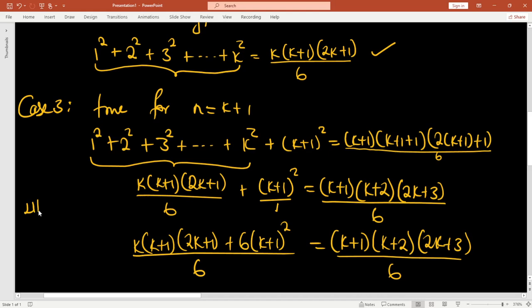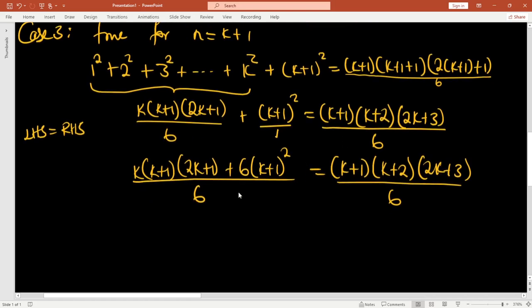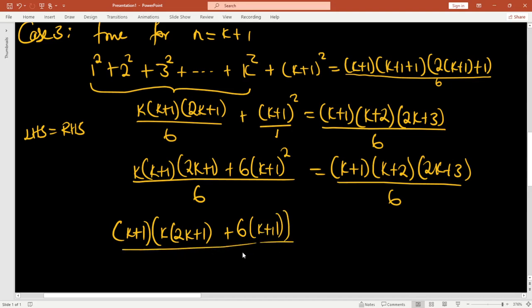So our goal here is to show that the left hand side is equal to the right hand side. We can choose either to simplify this or factorize this. Let's try to factorize what we have on the left hand side. If you look at these two terms on top, k plus 1 is common, so we're going to have k plus 1 first, open brackets, we're left with k, 2k plus 1, plus 6k plus 1, we close, then everything here we divide by 6.